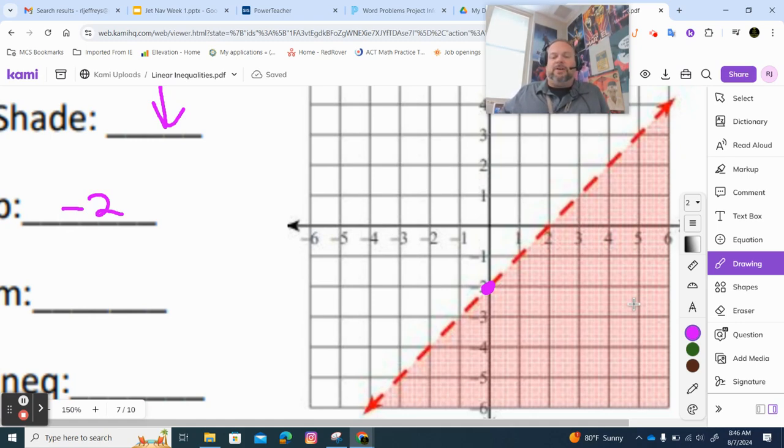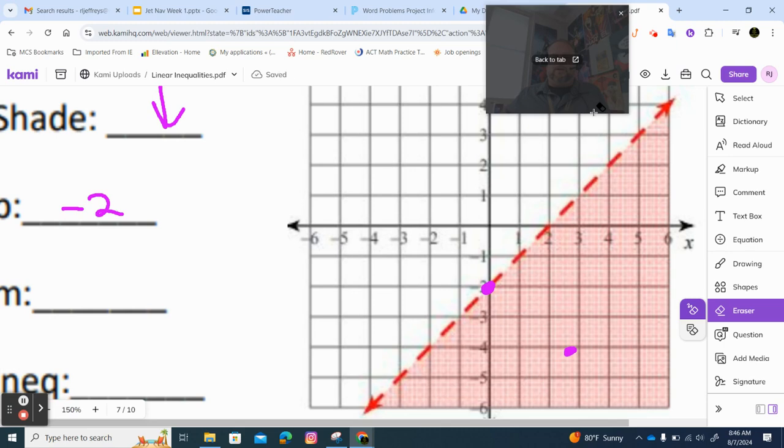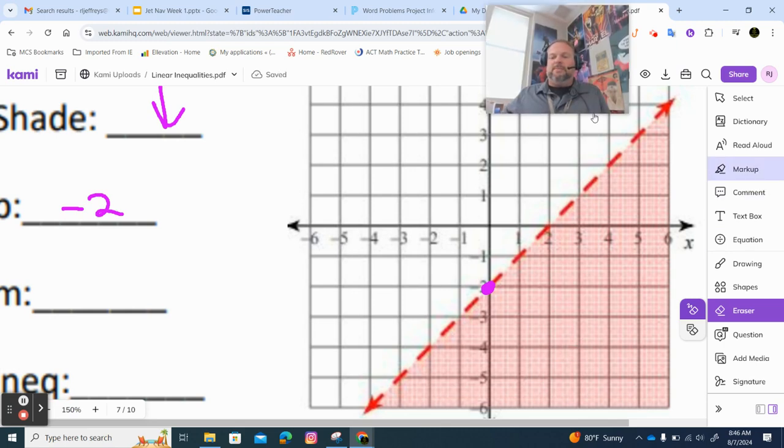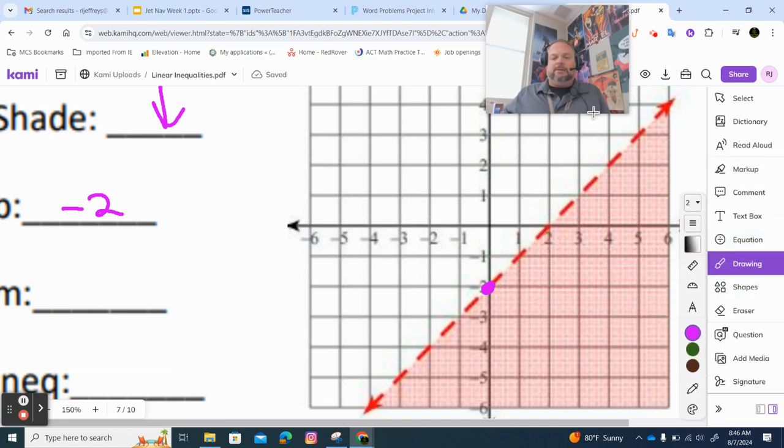Look over here. See how this grid right here and this grid touches right here on that line? How do we get to that point right there? It looked like we went over one, up one, right? So from here, we went over one, up one.